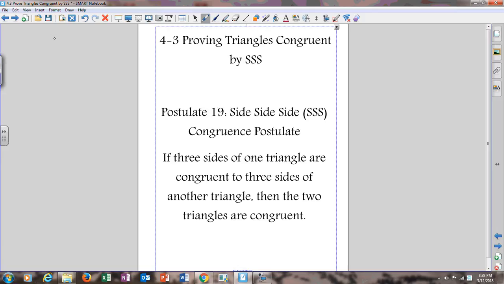This postulate says that if three sides of one triangle are congruent to three sides of another triangle, then the two triangles are congruent. We don't have to look at angles at all. As soon as we see that the sides are congruent, it tells us that those two triangles are congruent to each other.